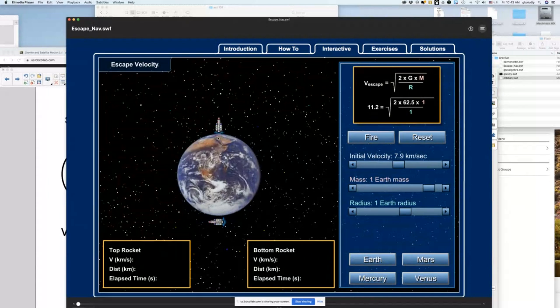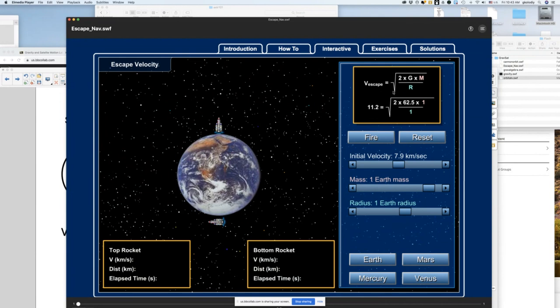So again, we are on Earth, and we're going to try to fire this out sideways at the same velocity to see what happens at escape velocity. The formula for escape velocity is given on top here. So we know what the answer is. If we use 1 for the mass of Earth and 1 for the radius of Earth, then in this formula it's 11.2 kilometers per second.